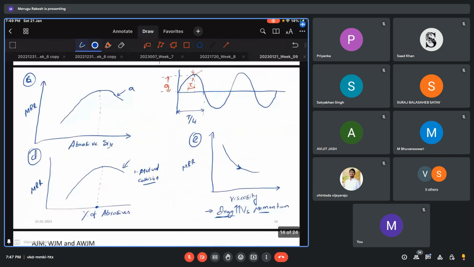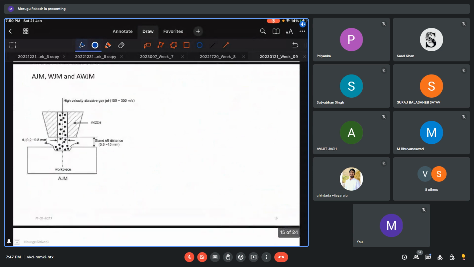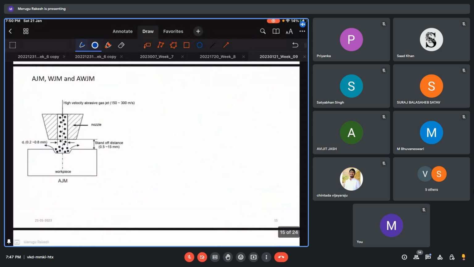With respect to abrasive size, I have explained that if the abrasive size is too big, you cannot remove material, so there will be a critical value. Similarly, for the percentage of abrasive there will be a critical value, and of course viscosity is easier to remember. These are the different parameters that play with MRR. So let's move on. I will discuss one of the questions at the end. Let me cover this also.